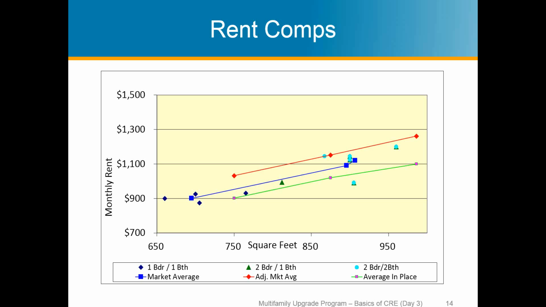So we want to see a delta between the adjusted market average and our average in-place rents, right? If the in-place rents equal the adjusted market average, it makes zero sense to invest in this asset because there's no upward movement and there's no way to create value in this asset by improving it or investing in it. So we want to see a decent amount.